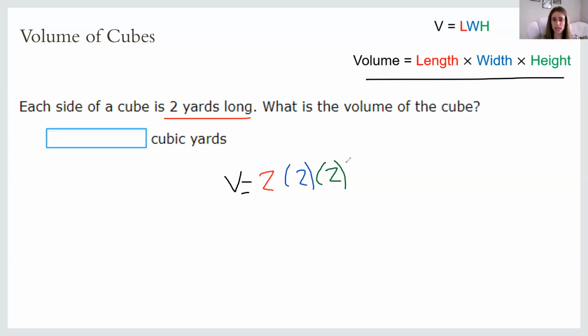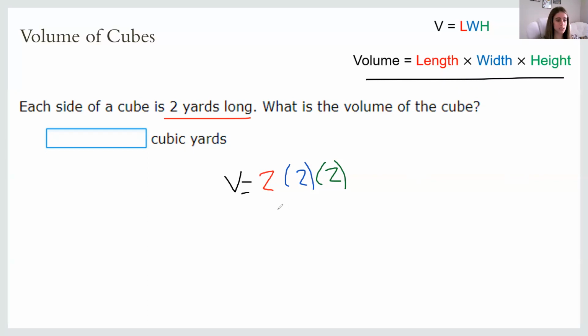You can multiply in any order. We have a property in math that tells us when it's pure multiplication, so there's nothing else going on, no addition, subtraction, division, it's just straight up multiplication, you can multiply in any order. I'm just going to go left to right in this case because they're all 2s, so it doesn't matter anyways.